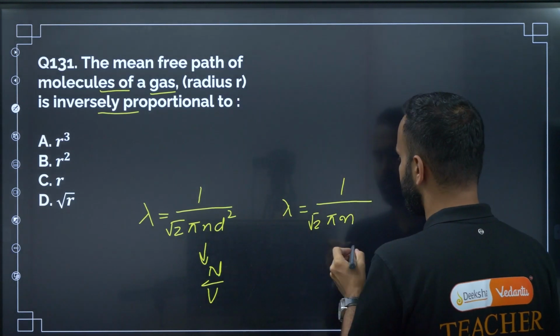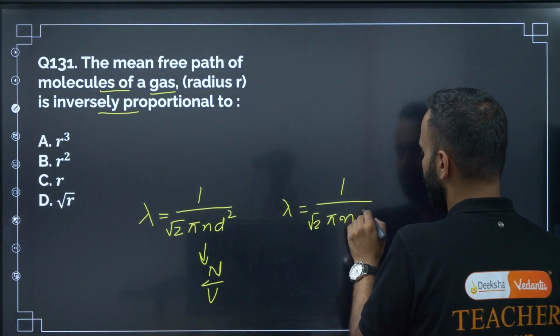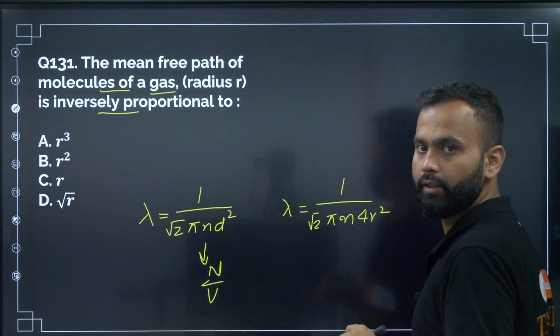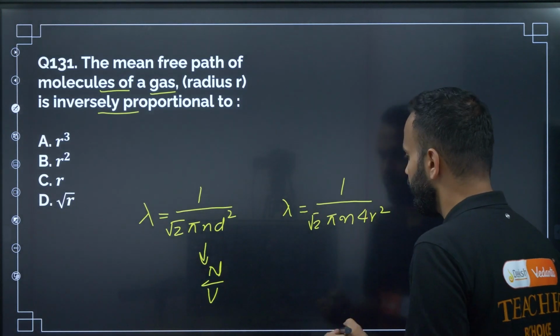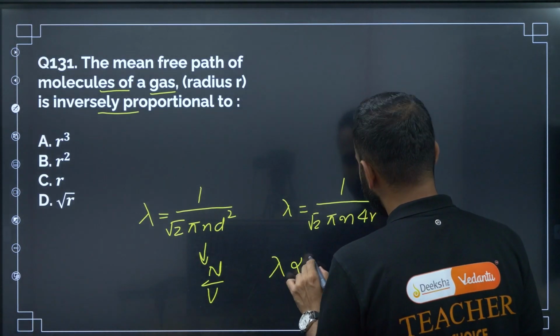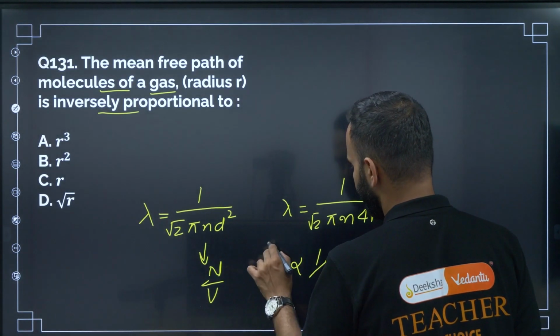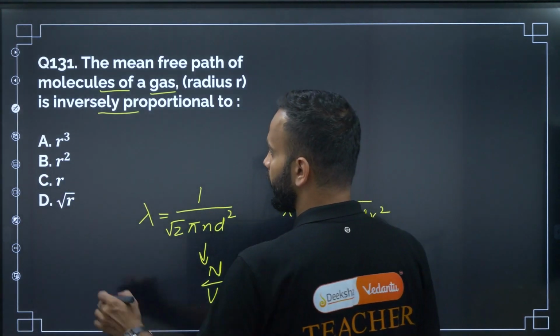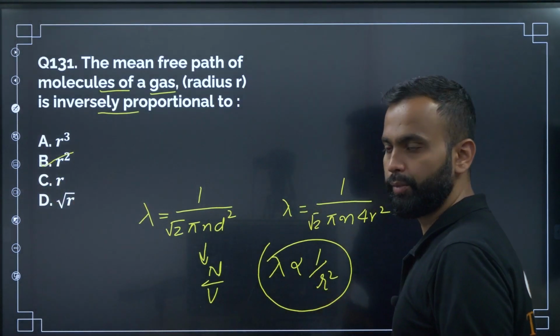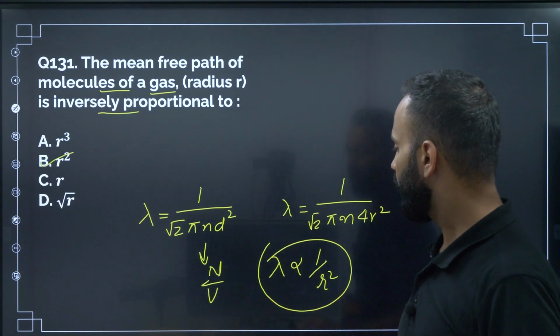So in this case it's radius. D square is 4 times r square, right? So mean free path is inversely proportional to r square, right? So the correct option is B. Mean free path is inversely proportional to r square.